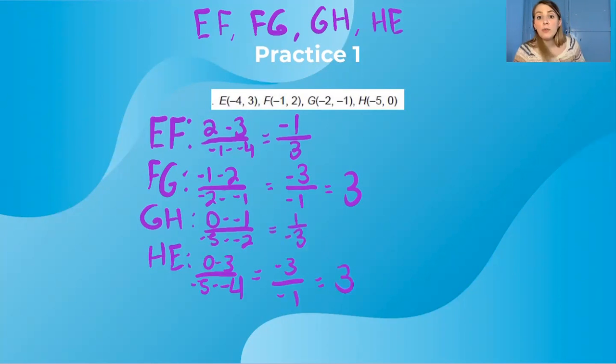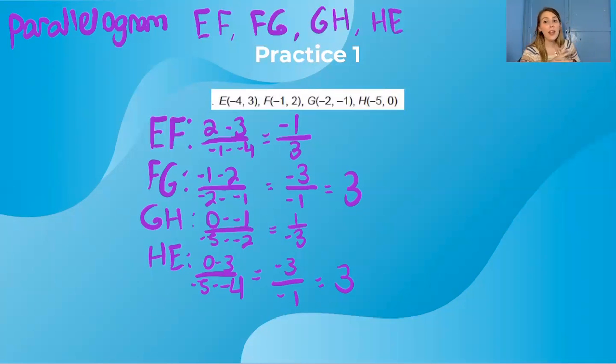Okay, so from these slopes, I've determined that I have 2 sets of parallel lines. So it's for sure a parallelogram. Also, if I look at those 2 lines, I have 2 sets of opposite reciprocals, -1/3 and 3. That tells me that those lines intersect perpendicularly, which means that they have right angles. So when I see -1/3 and 3, I know this is also a rectangle.